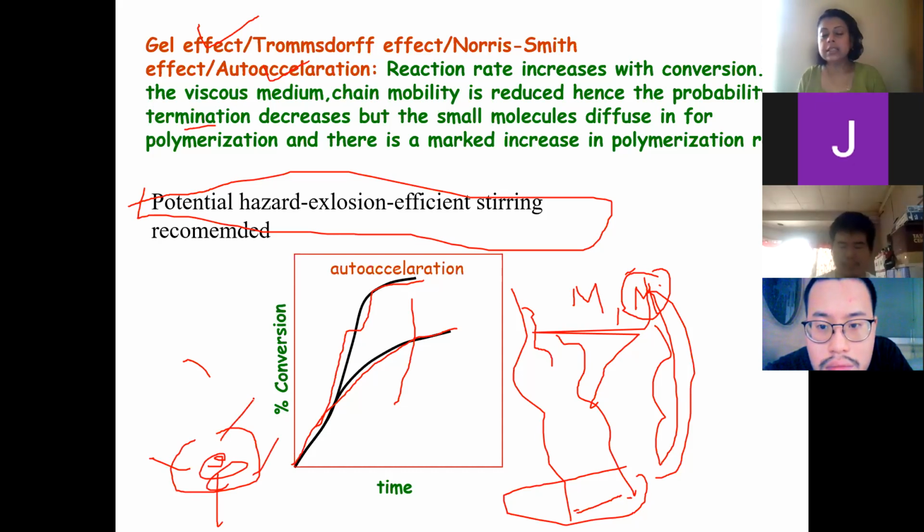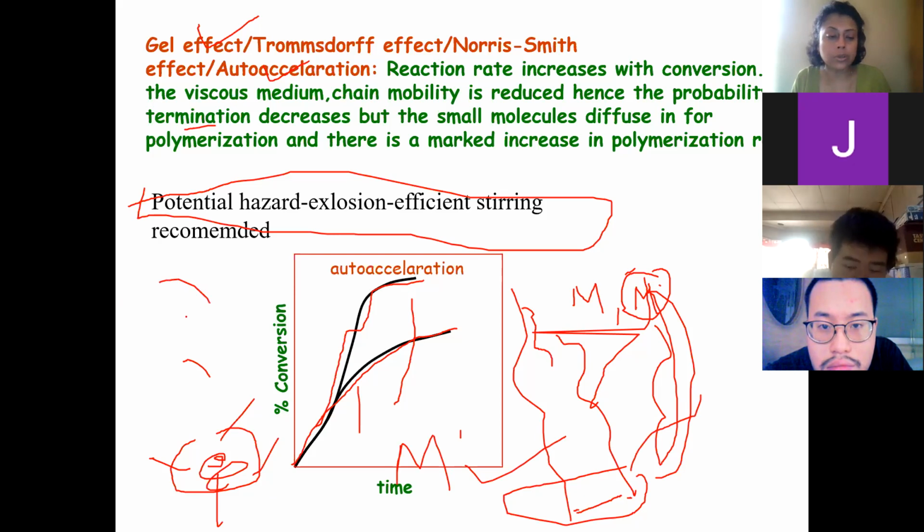So now you might ask, since this is giving a very high polymer chain with less probability of termination, why can't we use autoacceleration? No. In spite of getting high molecular weight polymer, autoacceleration is not desirable. One, because of the safety issue. Next, at one point it happens that even this cannot move anymore to the polymer chains.